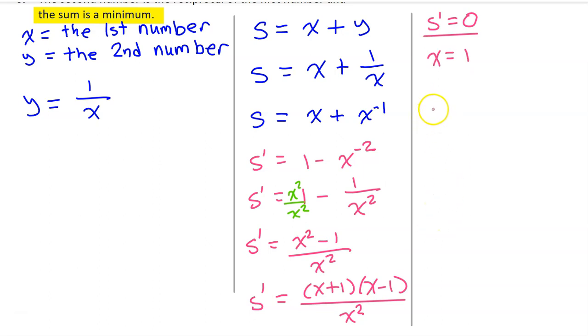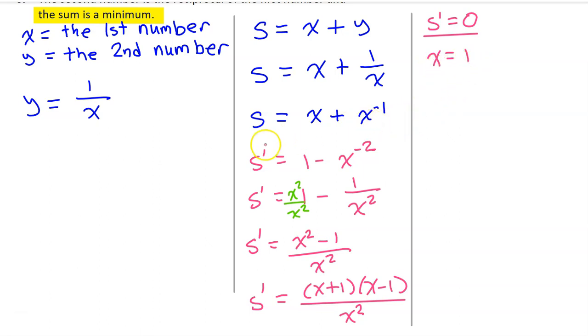Normally now we would consider where s prime is undefined, but a fraction is undefined where the denominator is equal to 0, and this denominator can't equal 0. x is a positive number, and a positive number squared will never equal 0. So we don't need to worry about that. That means x equals 1 is our only critical value.